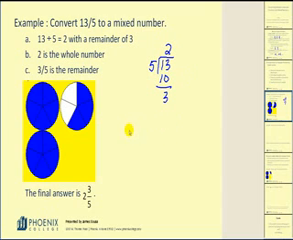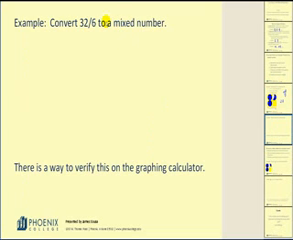2 represents the whole number of our mixed number, and a remainder of 3 gives us the numerator of the fraction part. And of course the denominator stays the same. So 13/5 is equal to 2 and 3/5. The model of 13/5 is shown below, and you can easily see that the first 10/5 gives us 2 whole units with 3/5 remaining. Now let's take a look at another example.